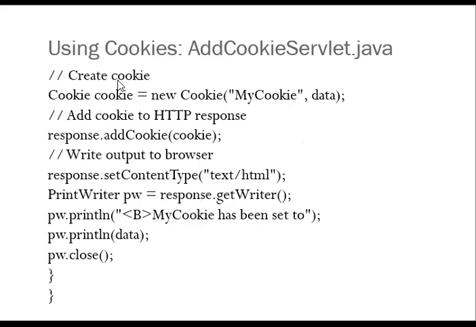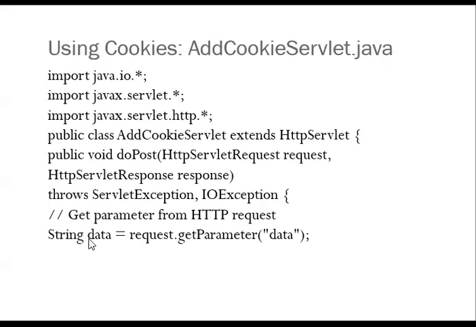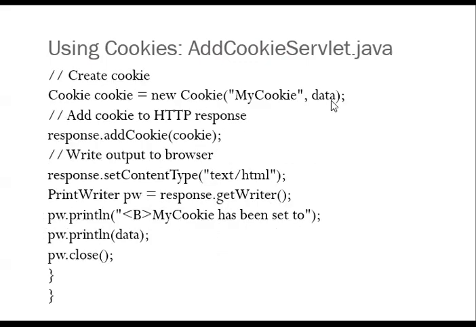Next we'll create a cookie. How to create a cookie? Cookie is a class, and the name of the variable is cookie. So cookie is equal to new Cookie. This cookie takes 2 parameters: one is the name, another one is the value. In place of name, we are giving my cookie, so my cookie will be the name of the cookie. And here is a variable, data. Data is the one that we have extracted using the getParameter method over here, so that data is present over here.